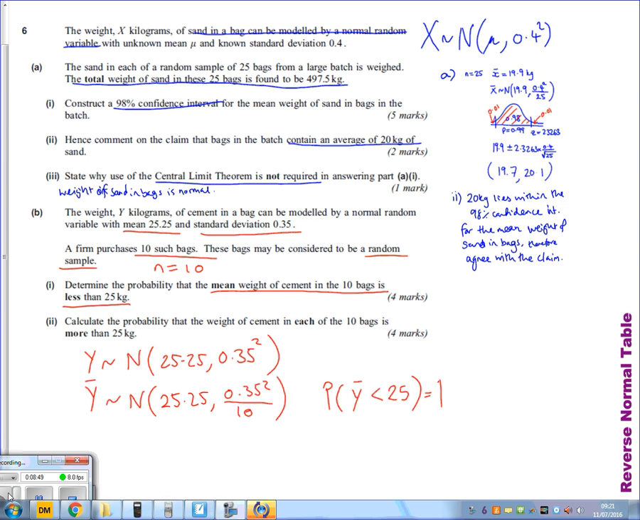So I need my Z. So that's the same as probability Z is less than, well, what have I got here? I've got 25, my value, take away the mean, 25.25, divided by the standard error, 0.35 divided by root 10. So if I calculate that, my Z value is going to be less than minus 2.25877. So obviously we know it's going to be negative because 25 is less than the mean.